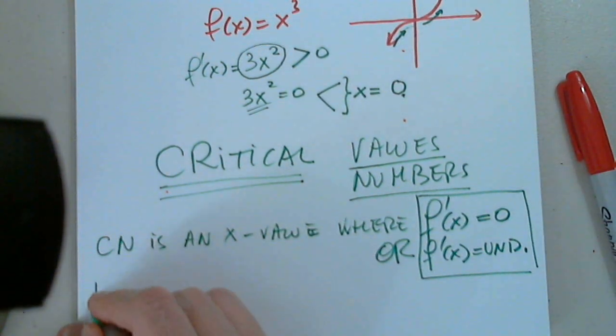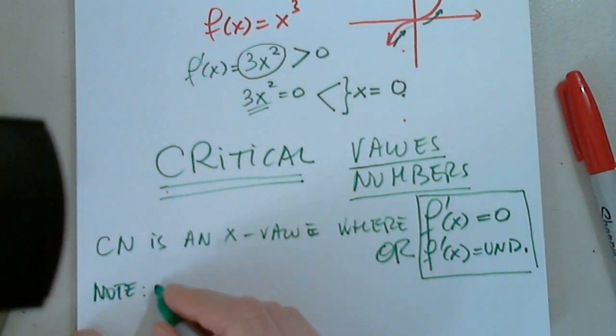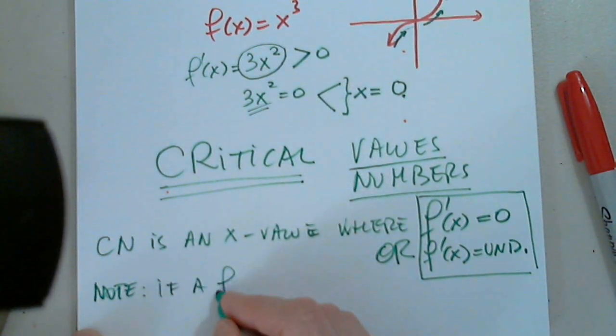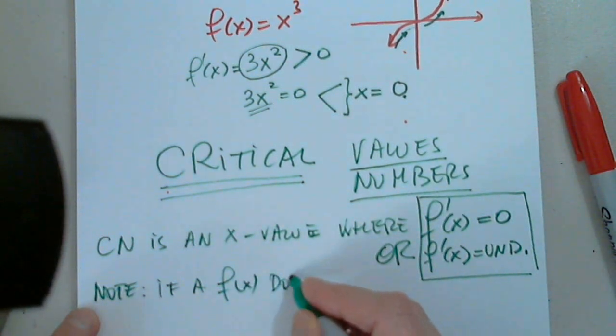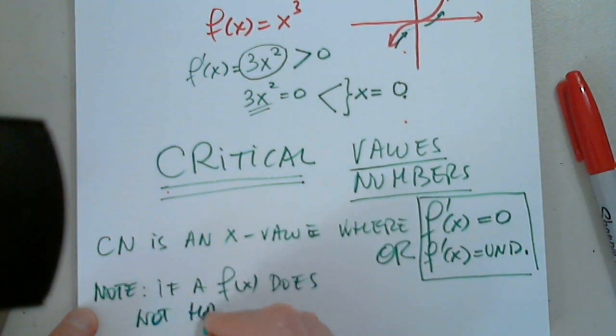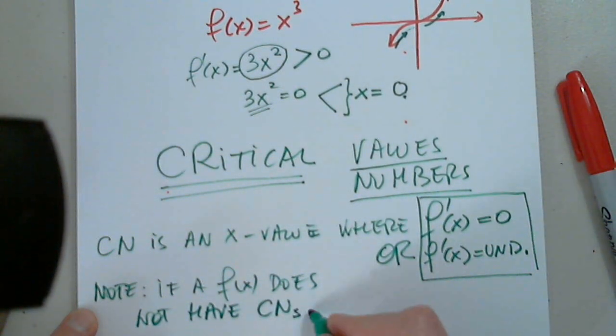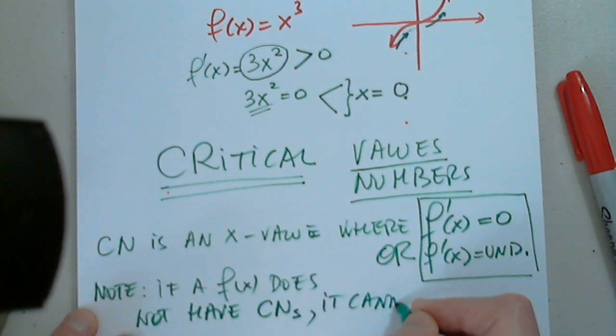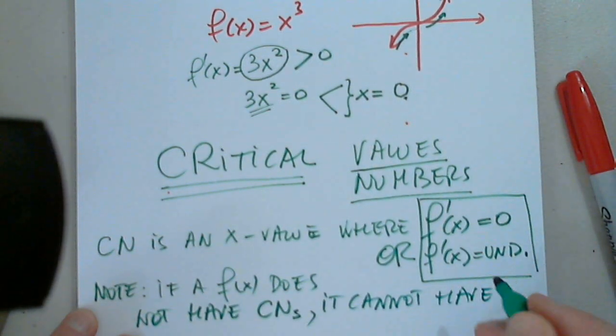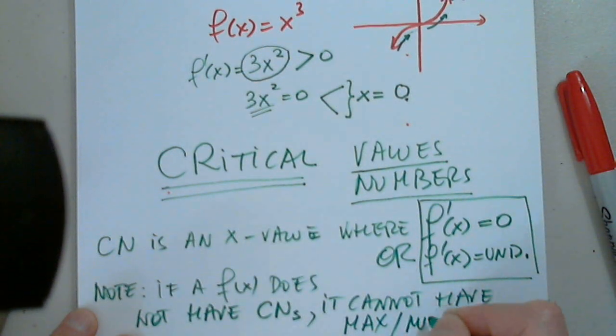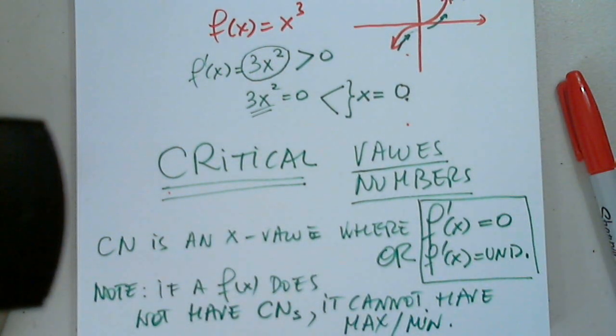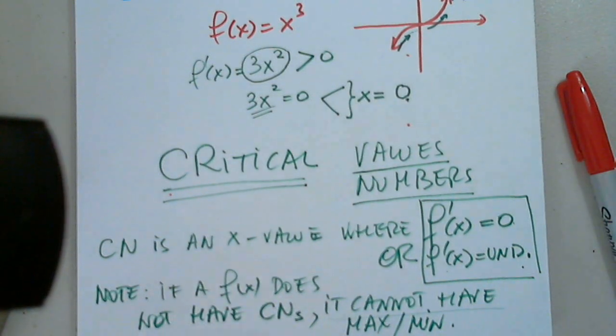And now here's the note. If f of x does not have critical numbers, it cannot have max min. Done. If there is no value of x for which its derivative is 0 or undefined, it cannot have max min.